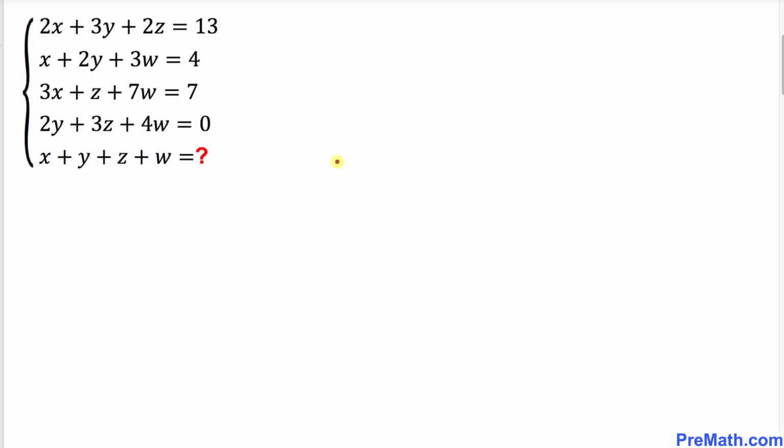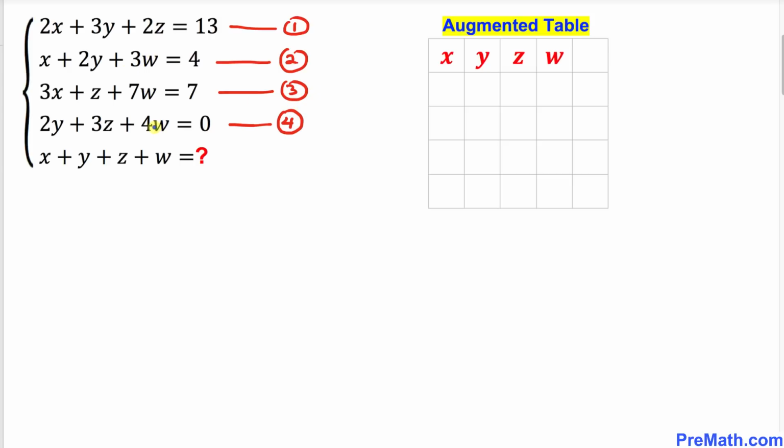And here's the very first thing we are going to do. Let's go ahead and label these equations. I'm going to call this first equation equation number 1, this number 2, this equation number 3, and likewise this is going to be our equation 4. As we can see, this problem is quite overwhelming. So to make things simple, we're going to write these coefficients in terms of an augmented table.